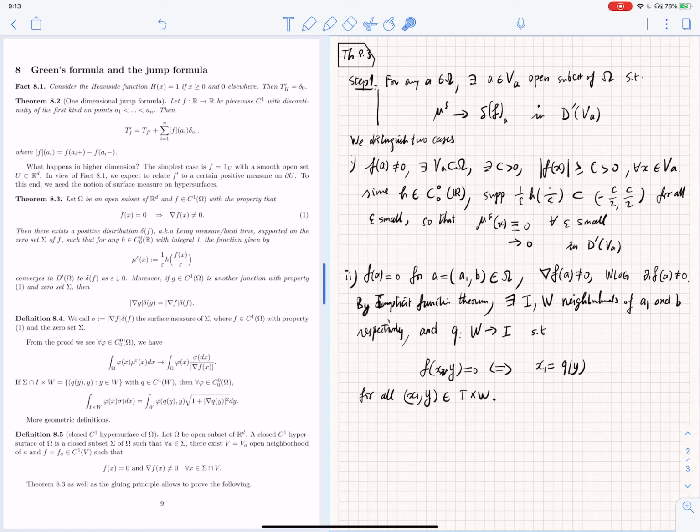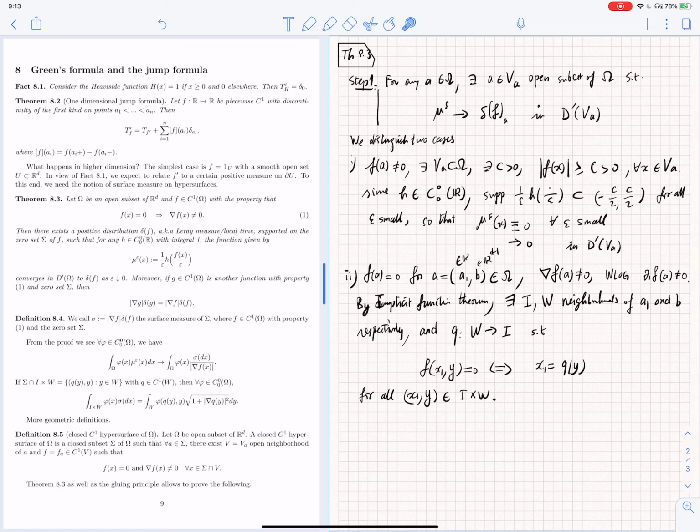So to have a picture of what we're doing here, this equation defines a surface, right? So we have a function of d variables, where x1 is in R, I should have said that, and y is in R^(d-1). We separate the first variable from all the others.